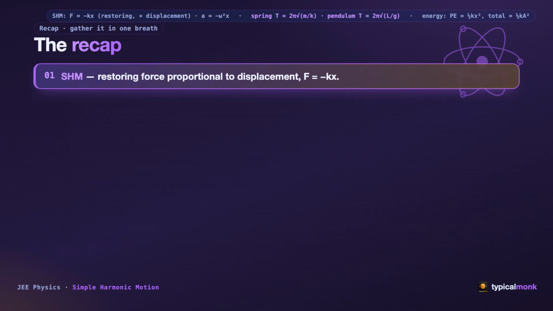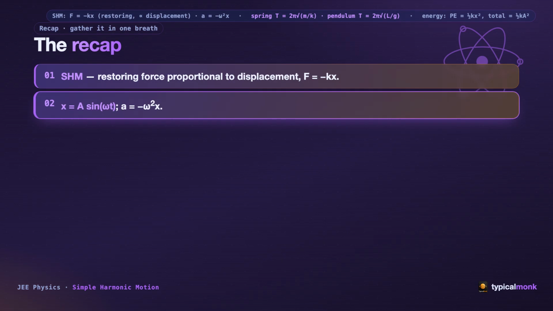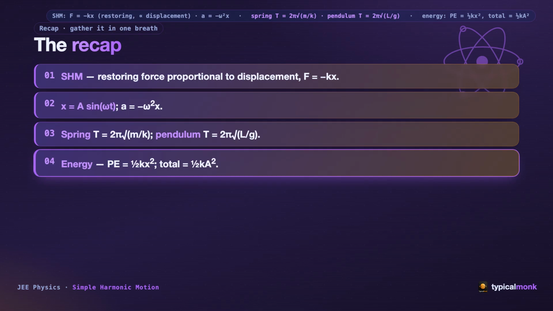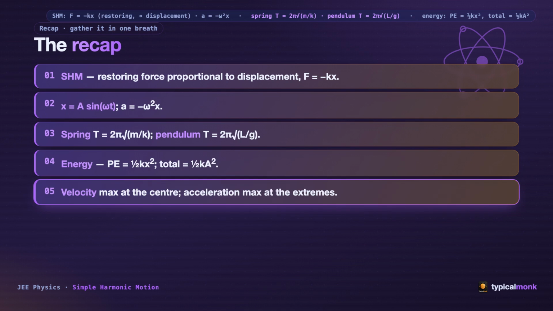Let us gather it all in one breath. Simple harmonic motion. The restoring force is proportional to the displacement, F equals minus kx. x equals A sine omega t, and a equals minus omega squared x. The spring, T equals 2 pi root m over k. The pendulum, 2 pi root L over g. Energy, potential, is half kx squared. The total is half k A squared. Velocity is maximum at the center, acceleration at the extremes.